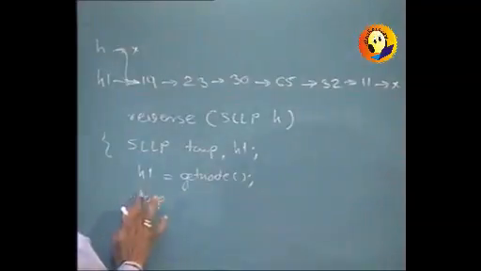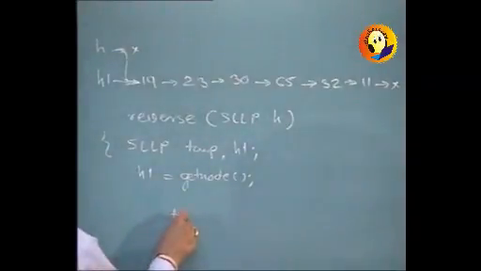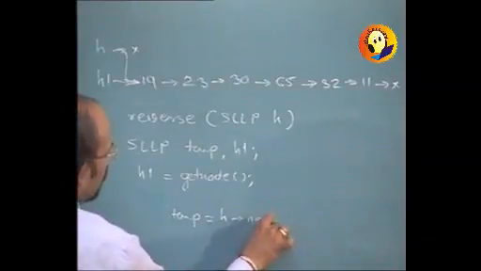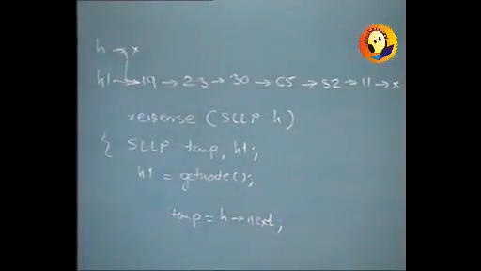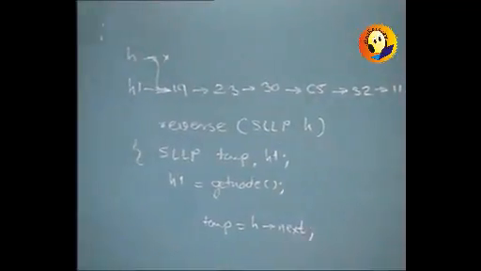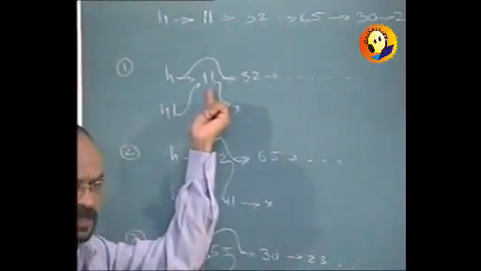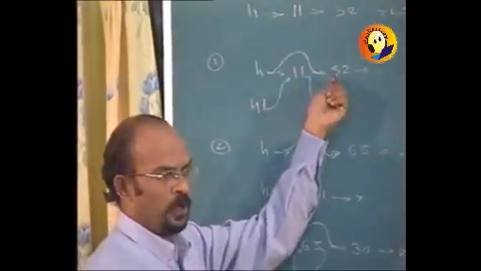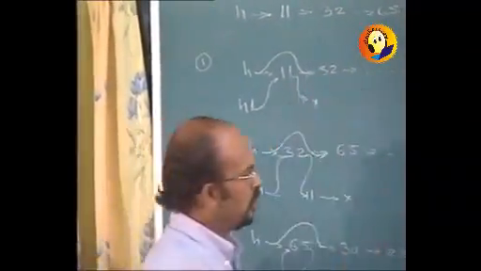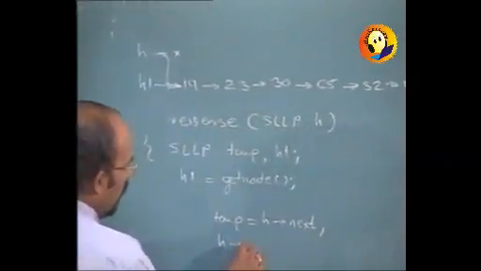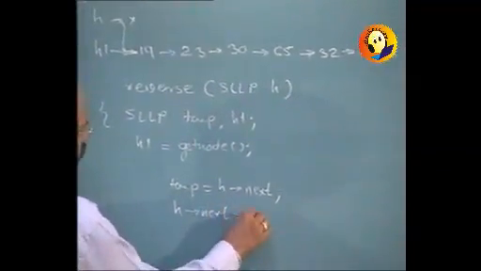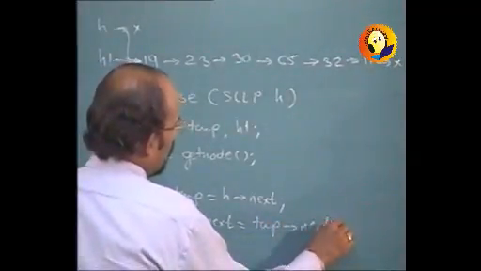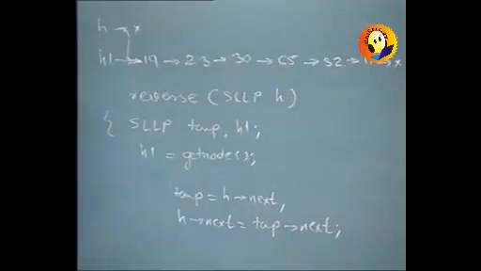Temp will be set to H arrow next. So this is going to be node temp. Now when you want to detach this temp, then you will have to simply say that H arrow next should point to temp arrow next. So H arrow next equal to temp arrow next. The first node gets detached.